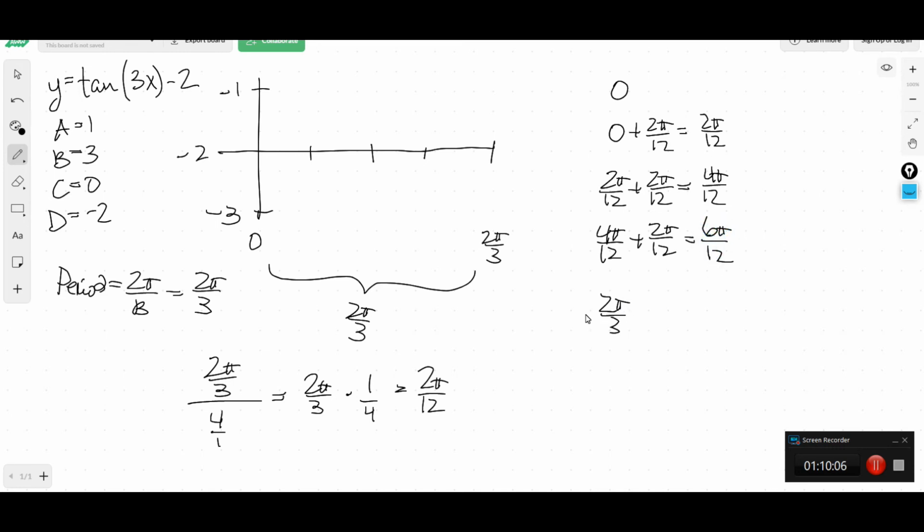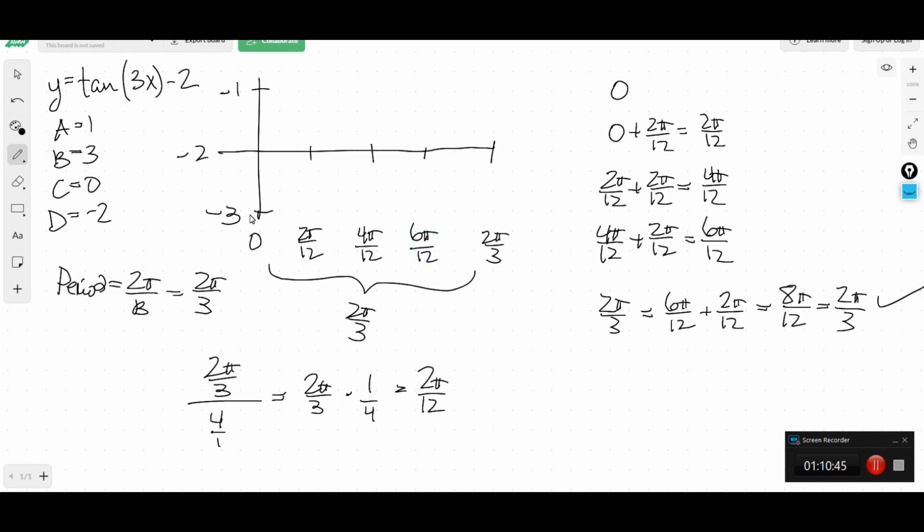And then just to check, this should equal 6 pi over 12 plus 2 pi over 12. And since that's simplified, it's going to be a little bit different. 8 pi over 12. And if I simplify that, I divide that by 4. It gives me 2, and I divide that by 4, and it gives me 3. All right, I did all of these correctly. So let's see, 0, 2 pi over 12, 4 pi over 12, and 6 pi over 12. We know that's 8 pi over 12.